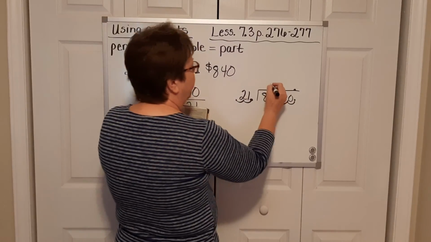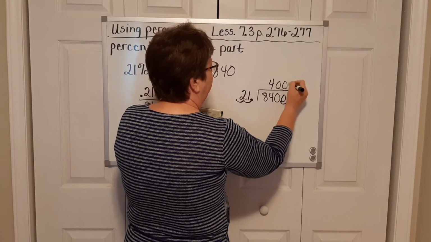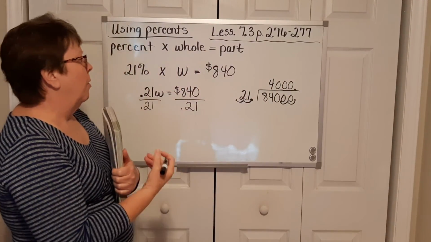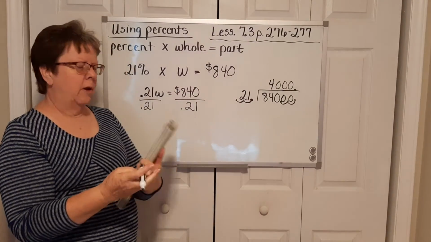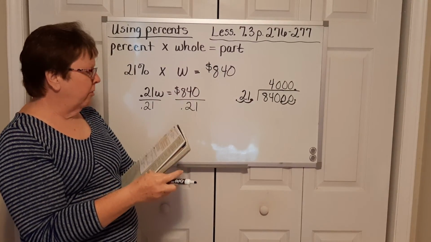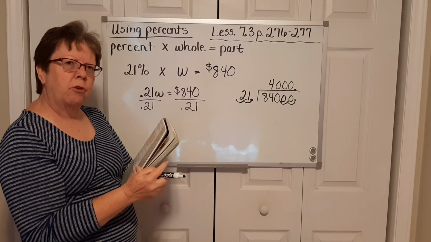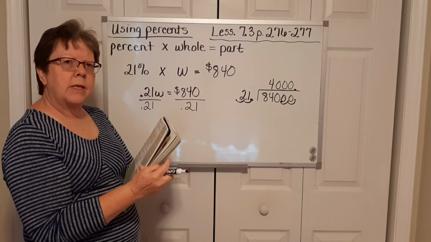If you divide correctly, you will get 4,000. So their monthly income, which is the whole, would be $4,000. All right, do your skill check. You have 3 story problems in your skill check. Do those and send me your answers.